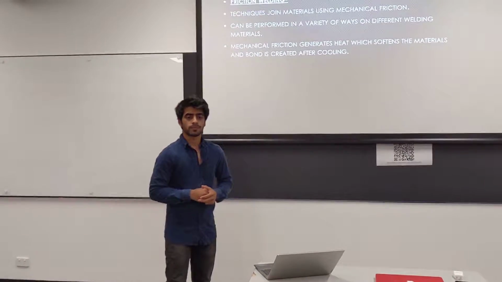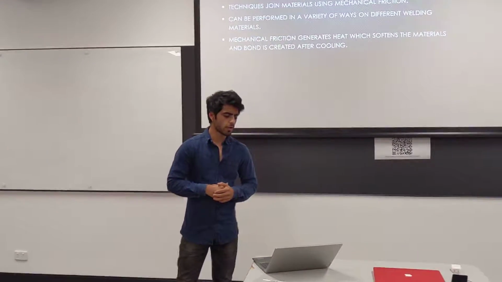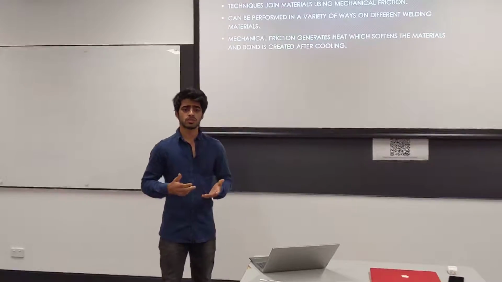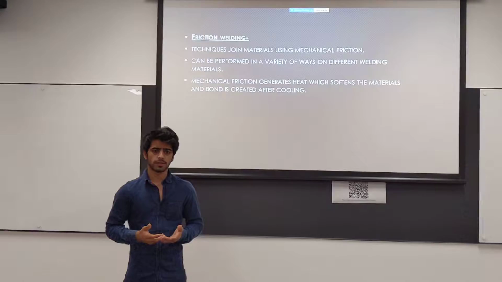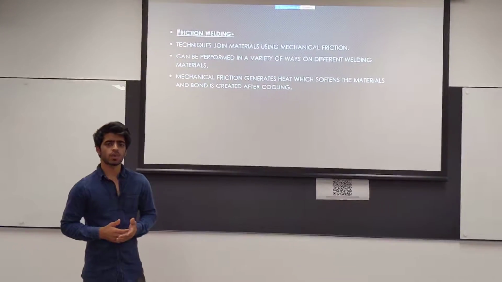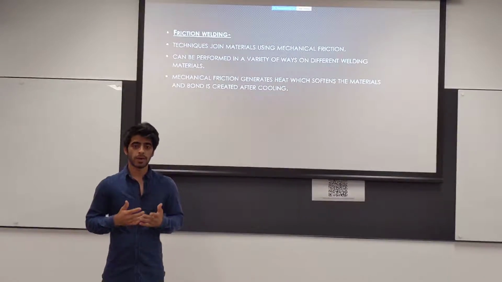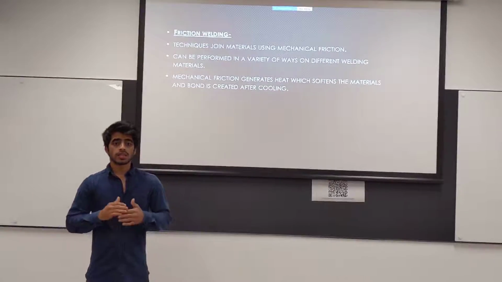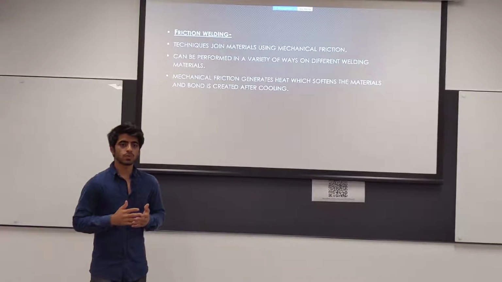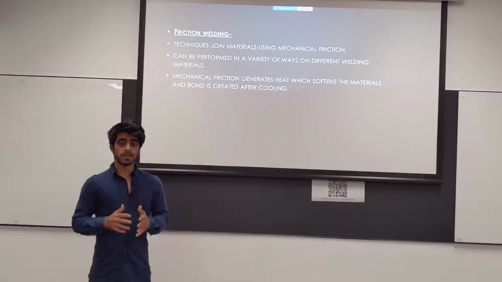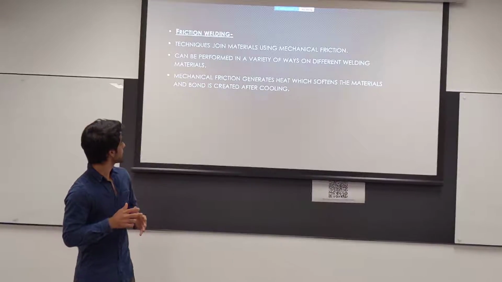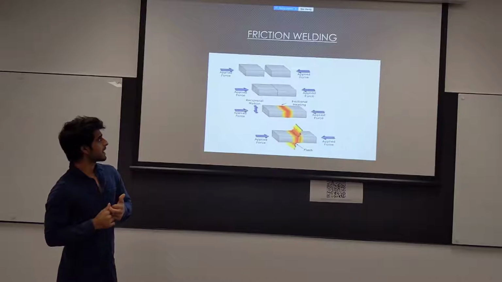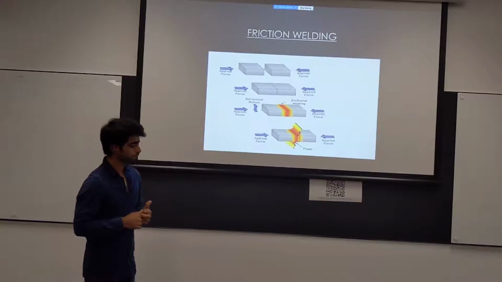What is friction welding, and how can it be performed? Friction welding technique joins material using mechanical friction. This can be performed in a variety of ways on different welding material, including steel, aluminium, or even wood. The mechanical friction generates heat which softens the material, which helps create a bond as they cool. This is the schematic diagram of the friction welding.